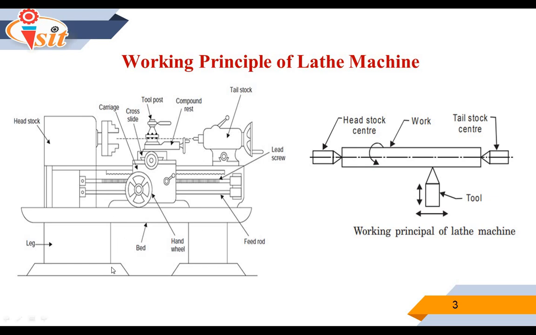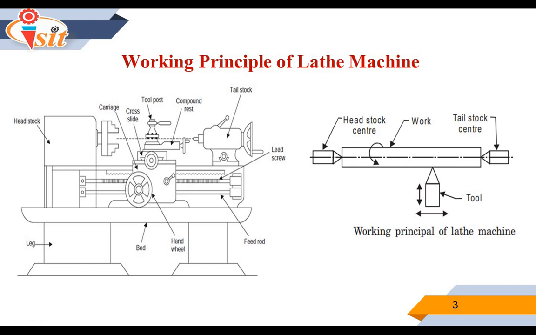Here in this figure we can see the lathe machine, and the second is the working principle of lathe machine diagram. In the first figure there are the different components of the lathe machine, as shown here: headstock, carriage, cross slide, tool post, compound rest, tailstock, then lead screw, the hand wheel, also the bed, and these are the two legs. So these are all the components of this lathe machine.